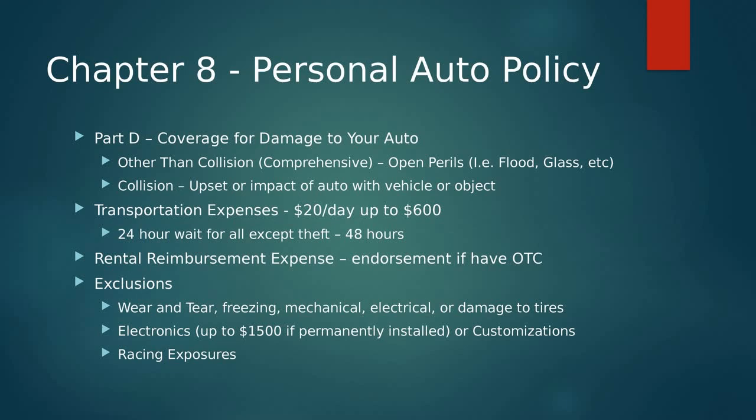You will get, under Part D automatically, with no additional premium, alternate transportation expenses paid for by the policy for up to $20 a day, up to $600 total. There will be a 24-hour wait for all reasons except for theft, in which there will be a 48-hour waiting period. And this is for all types of alternate transportation. You can do buses, trains, taxis, Ubers, whatever is required. You just have to submit it for reimbursement from the insurance company.